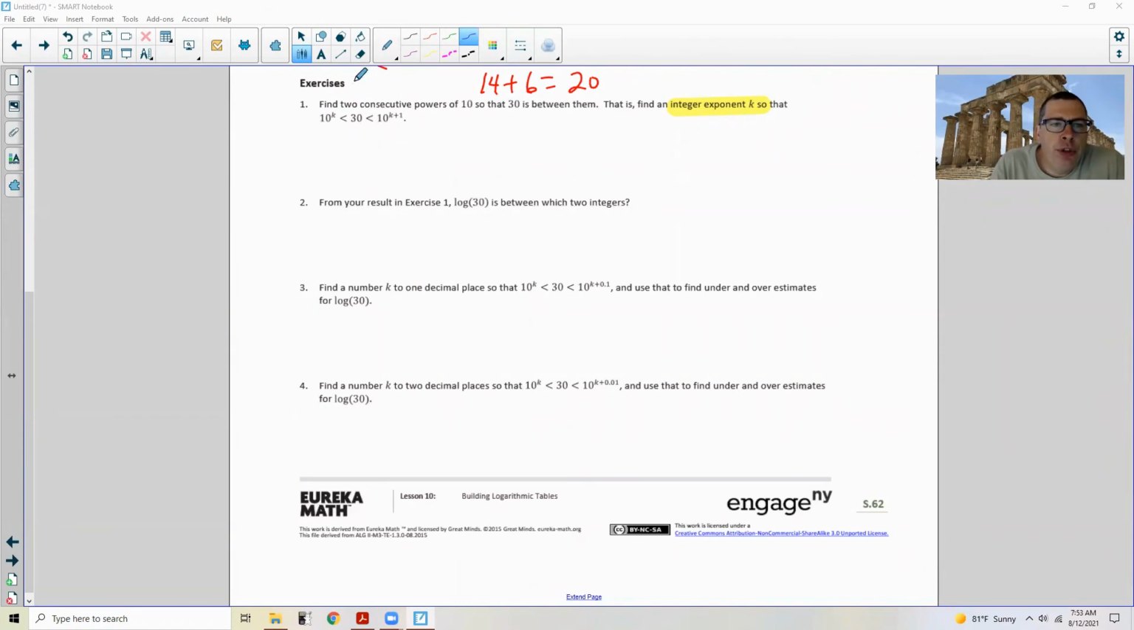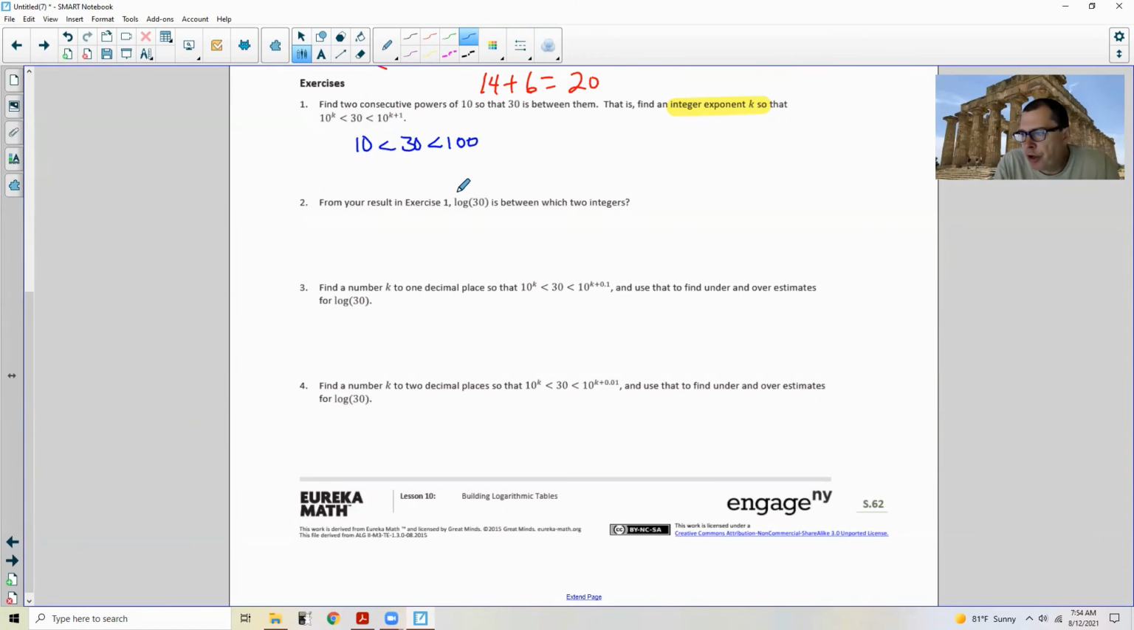Okay, so here we go. To do number 1, keep in mind what 10 to the power of an integer means. So what is 10 to the 1? Well, 10 to the 1 is 10, and 10 is less than 30. If k was 1, what's 1 plus 1? It's 2. And 10 squared is 100. So we know 30 is between 10 and 100.